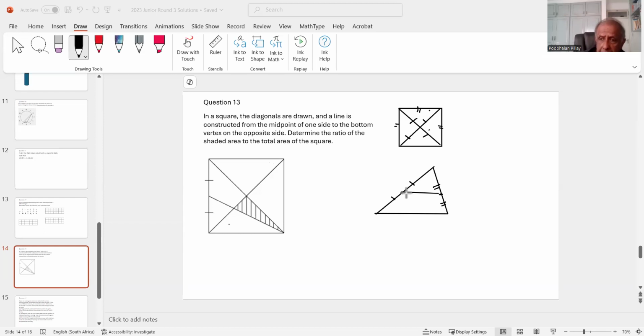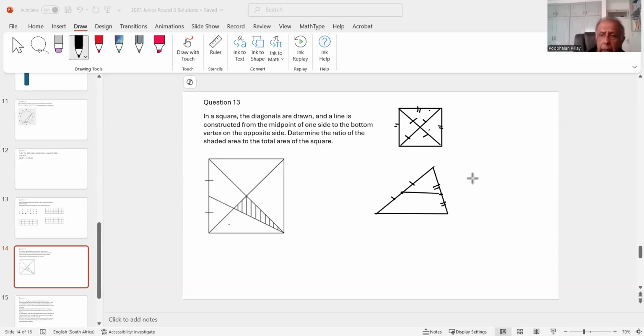And more than that, its length is equal to half the length of this. See, if this is 10, this is 20. So that's very useful. That's called the midpoint theorem. And I also told you about similar triangles, right? Where if two triangles have the same angles, then the sides are in the same proportion. So I think you're going to use all these here.